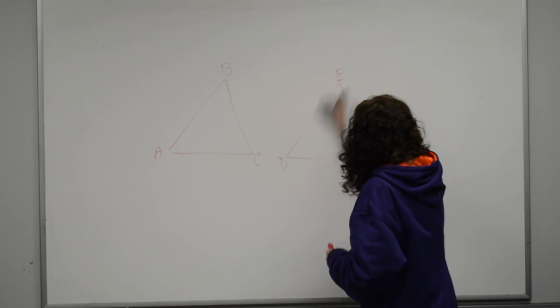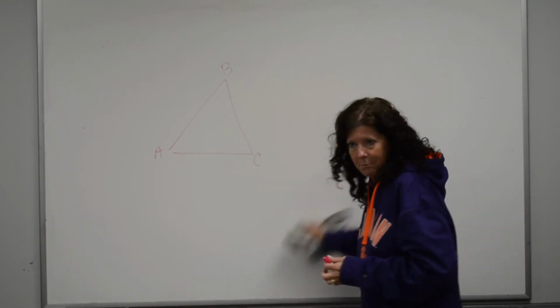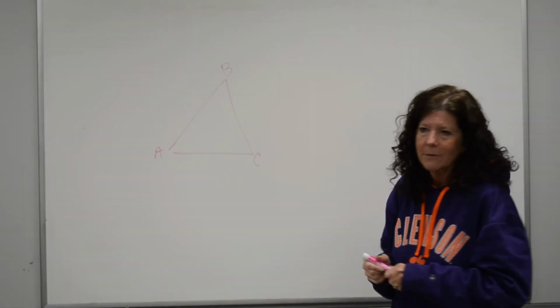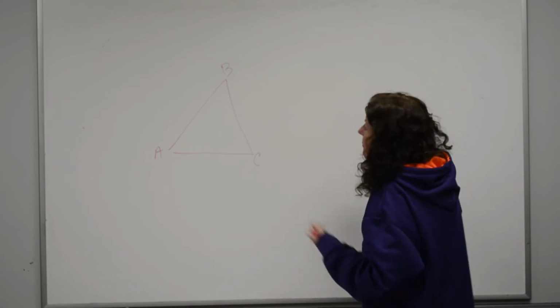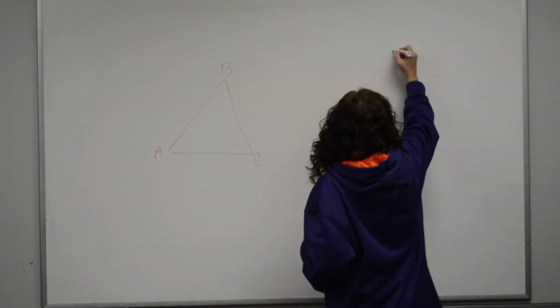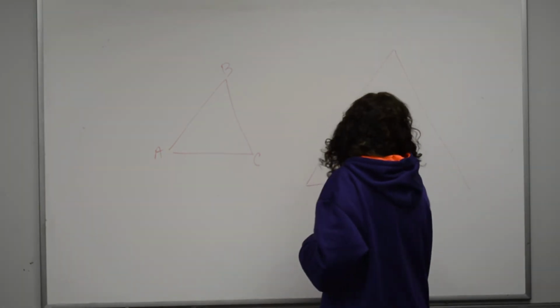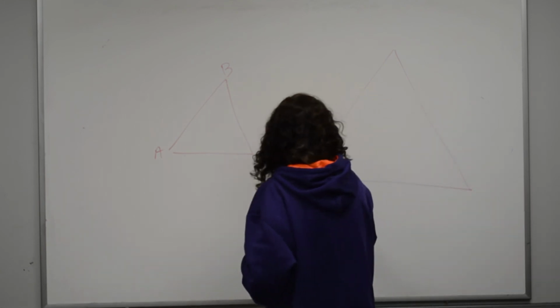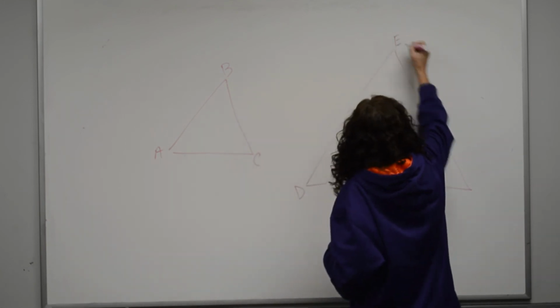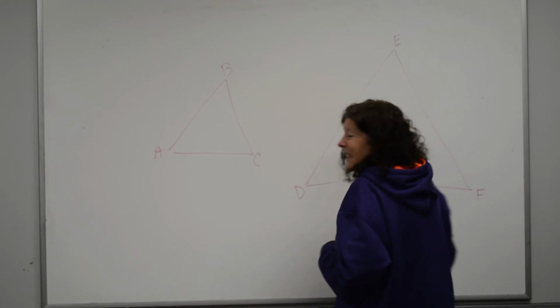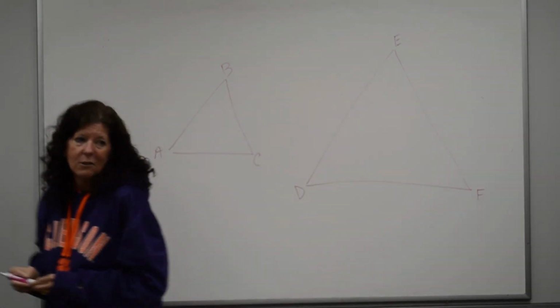Twins might be similar. Identical twins might be congruent. I don't know. Their DNA wouldn't appreciate you saying that. DNA is not the same, is it? They're not congruent because their DNA is different. There's nobody that's identical to somebody else.